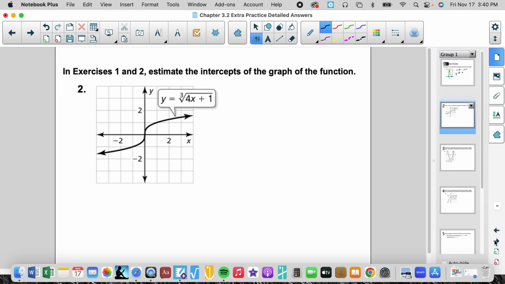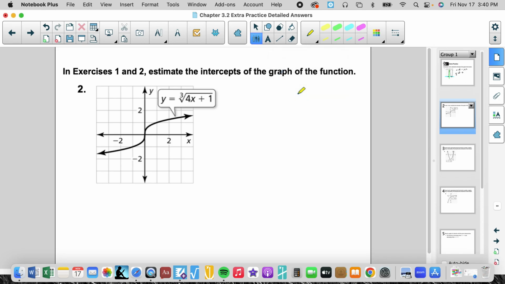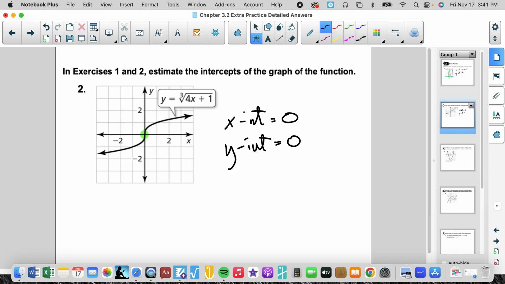So we again are looking at this graph, and this is a very interesting one and special in a sense because it's going to cross the x and the y-axis at the same location. So my x-intercept is going to be 0, and my y-intercept is going to be 0 also. So that's a fun one.